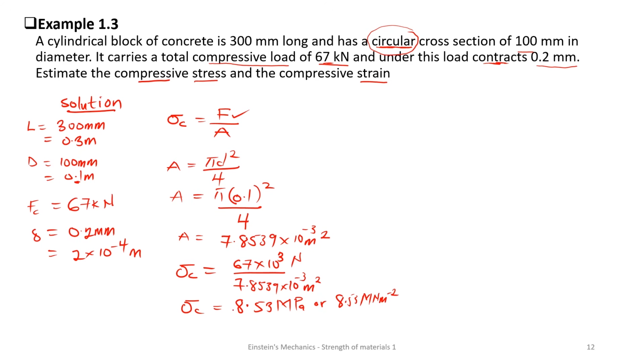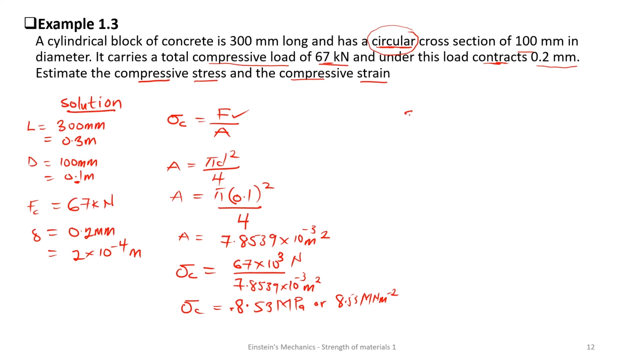In actual sense, it's supposed to be negative because it was compressive, because it was compressing the block. But you can ignore the negative and still get your positive answer. You are right. Let's estimate the compressive strain.